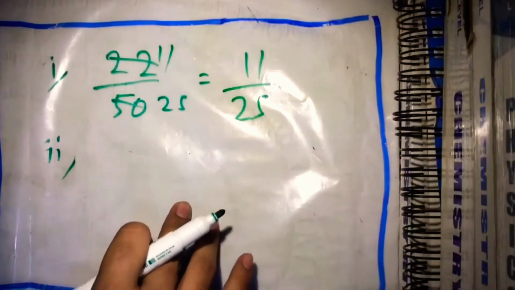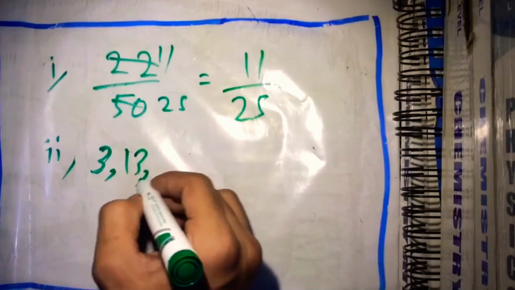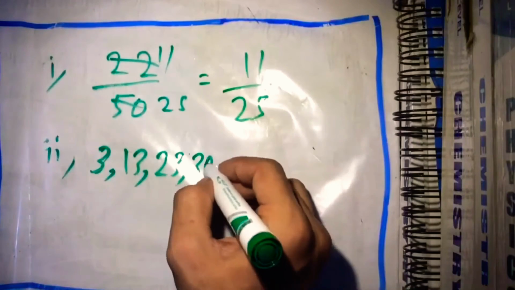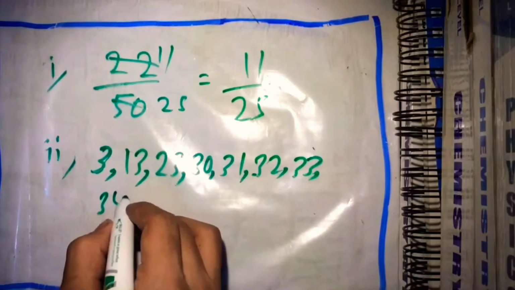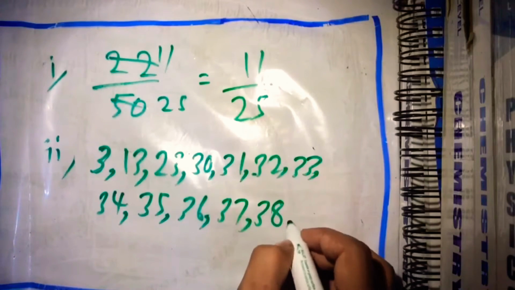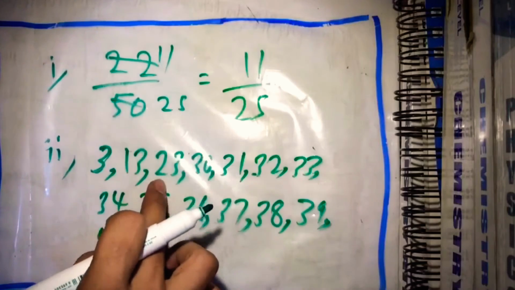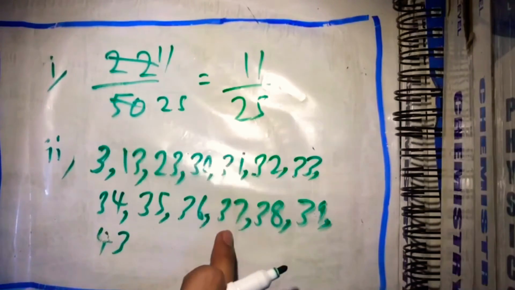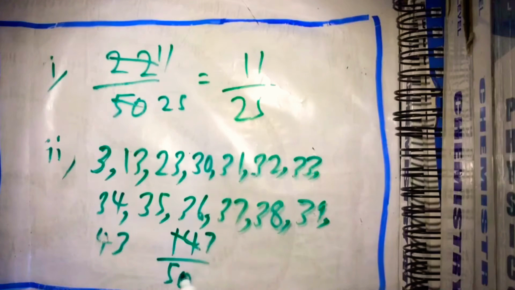The next part says includes the digit 3. Numbers including the digit 3 from 1 till 50 are 3, 13, 23, 30, 31, 32, 33, 34, 35, 36, 37, 38, 39 and 43. These are 14. So the probability will be 14 upon 50, that is 7 upon 25.